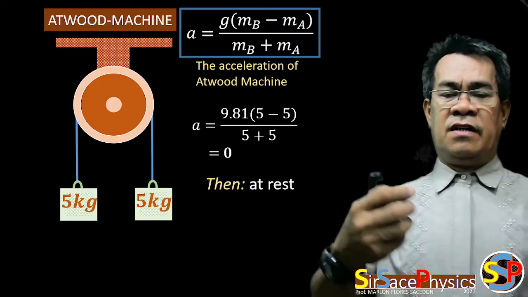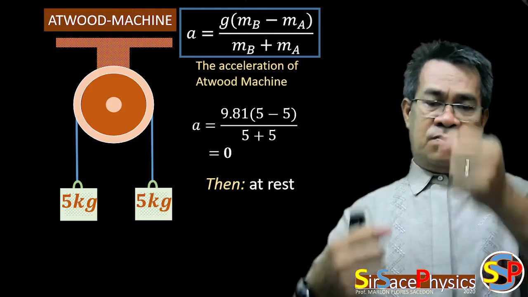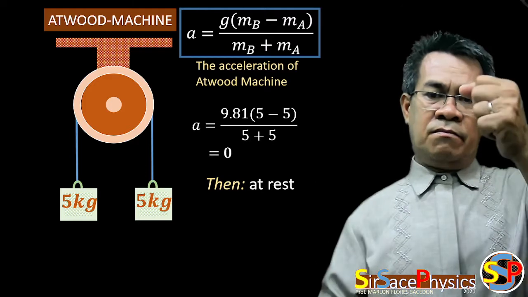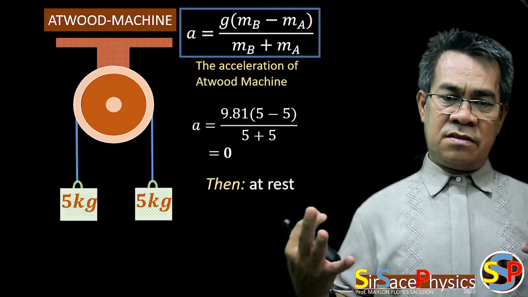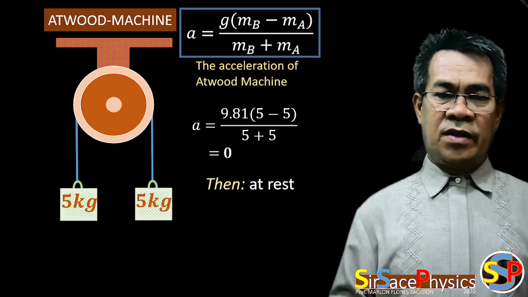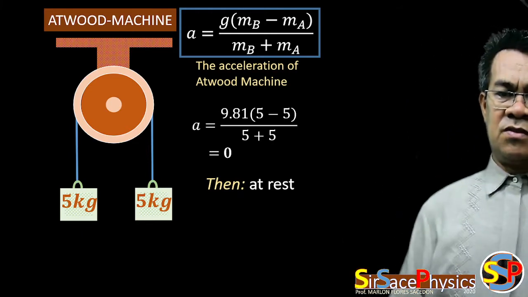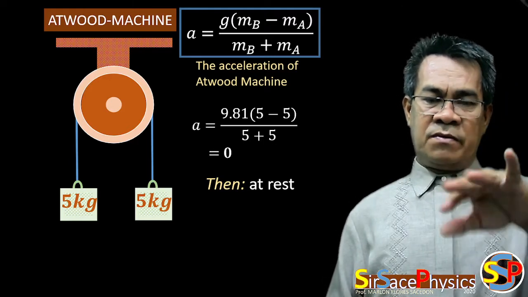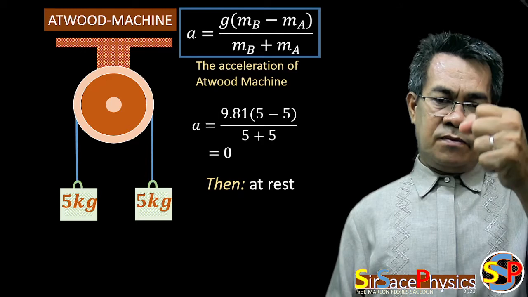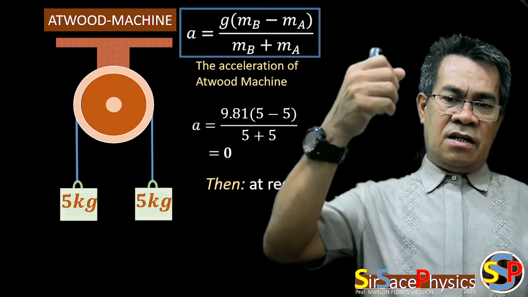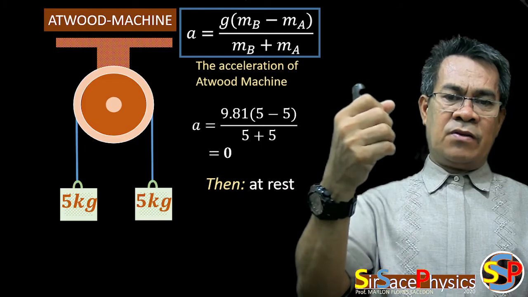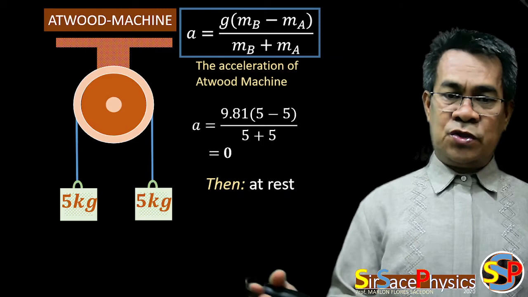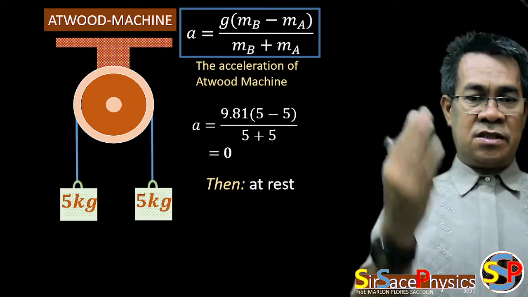Even if they are not balanced, no? If you hold it up, suppose A is below B, then when you release it, it is still at rest. Why? Because the net external force is equal to 0. If you pull the 5 kilogram mass B down on the right side, then mass A, which is 5 kilogram, will be in the upward position, and when you release it, there is no motion. Why? Because the acceleration is 0.